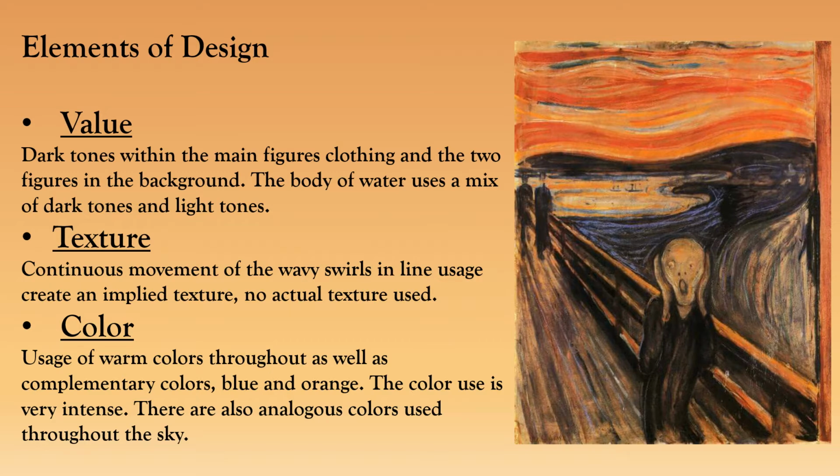With value, we have dark tones within the main figure's clothing and the 2 figures in the background. The body of water uses a mix of dark tones and light tones. For texture, there is continuous movement of the wavy swirls and line usage that create implied texture, but there is no actual texture being used. For color, there is a usage of warm colors throughout as well as complementary colors, blue and orange. The color use is very intense, and there are also analogous colors used throughout the sky.